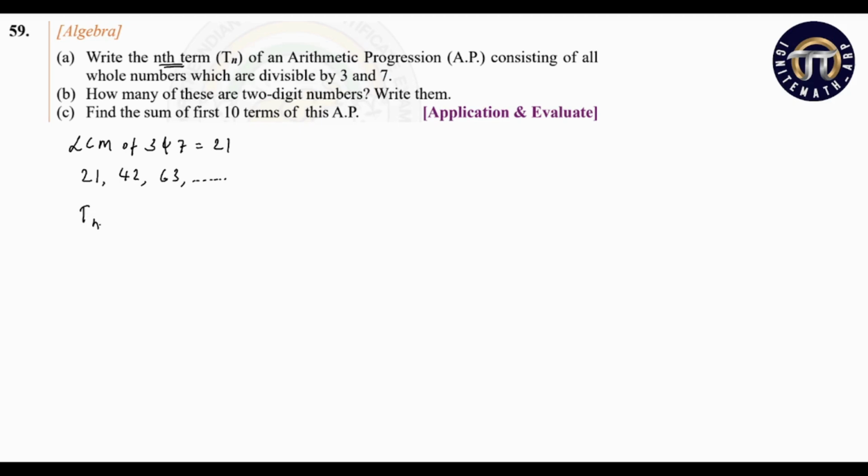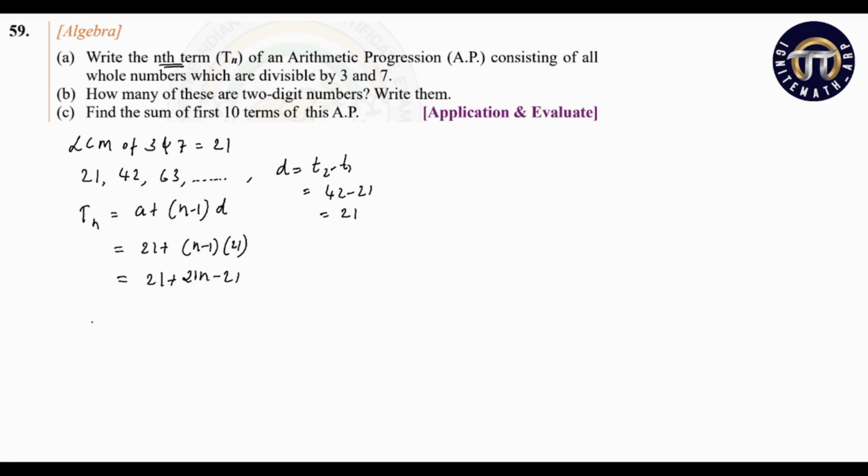So you know that the nth term of an AP is given by A plus n minus 1 into D. Over here D is equal to T2 minus T1, that is 42 minus 21, that is 21. So A is also 21. 21 plus n minus 1 into 21. So I get this one as 21 plus 21n minus 21. So the nth term of this AP will be 21n. Clear, children? So this is the first answer.